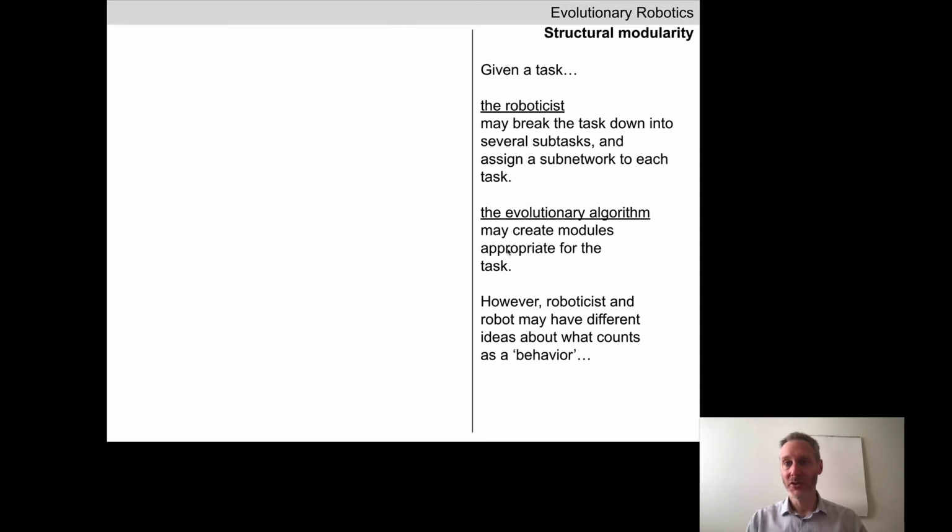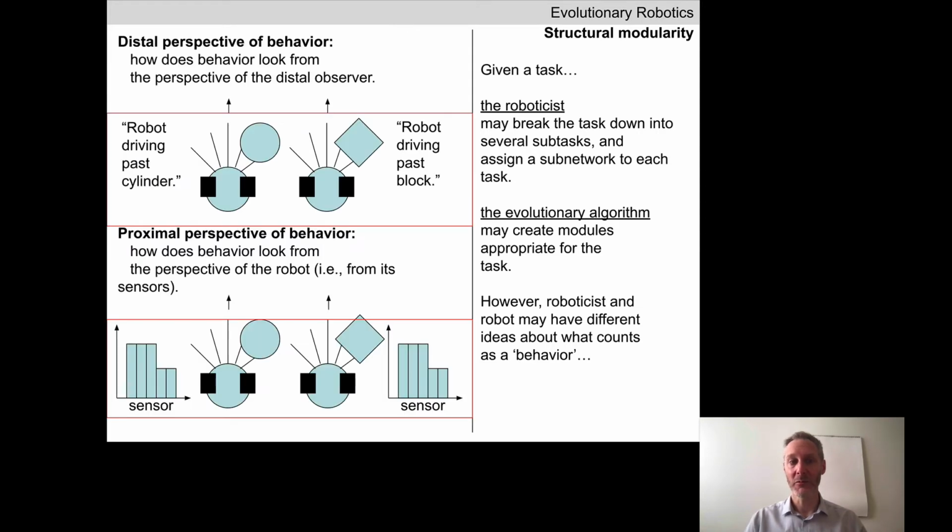The latter approach, although a little bit more difficult to set up in code, has the advantage of overcoming the problem of thinking about thinking is misleading. What we think may be subtasks in a particular task are not the best way to carve that task up into subtasks from the point of view of the robot. So to better ground this idea, I'm going to introduce this distinction between distal perspectives of behavior and proximal perspectives of behavior. Let's start with distal perspectives.